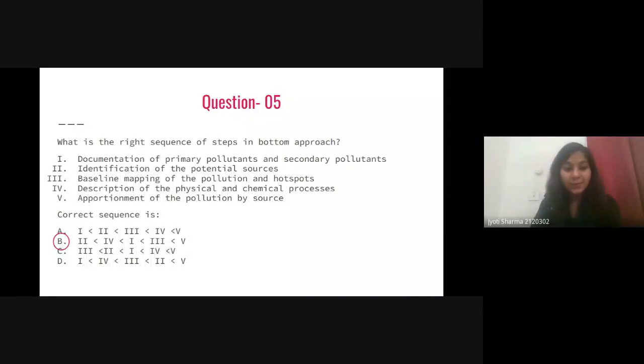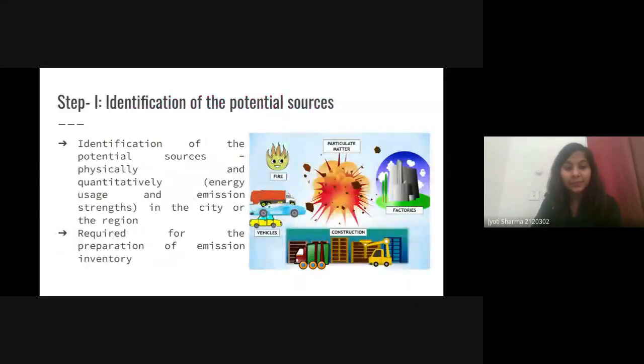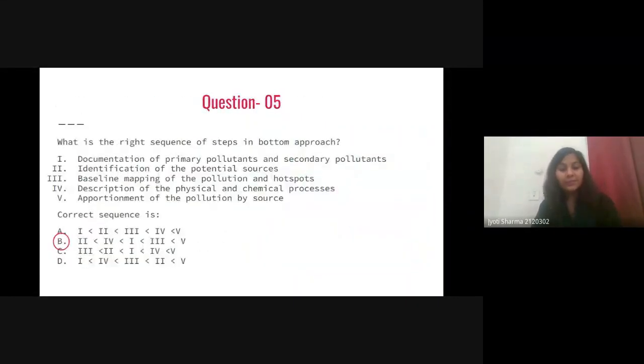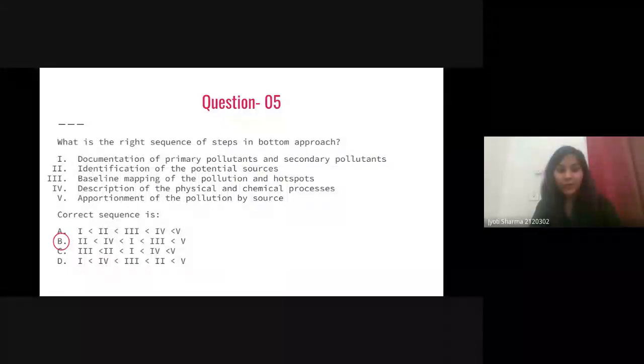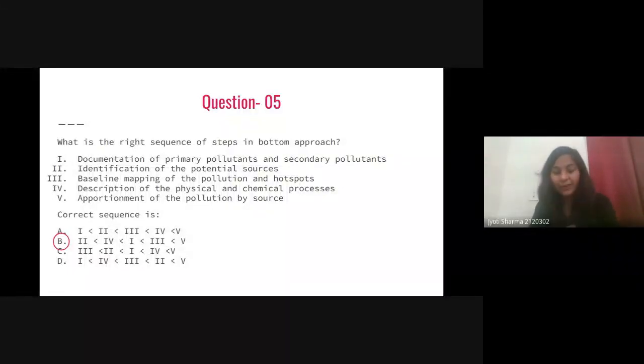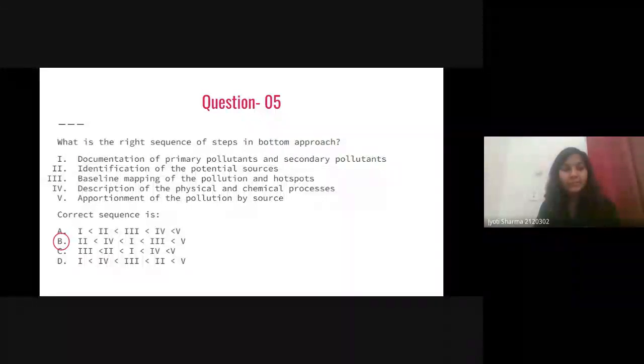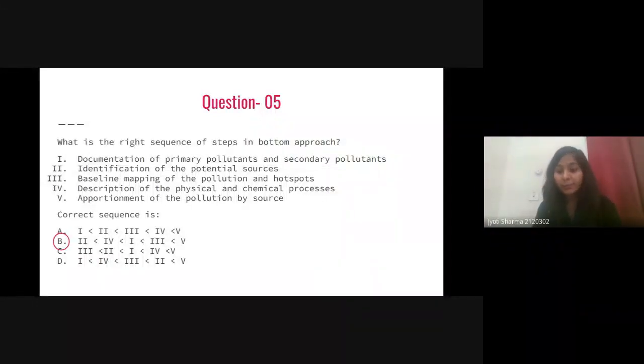Okay, so the answer is B, and yes. So B means first, what will you do? First, you will identify the potential sources. Means you will identify what can be the potential source. It can be the vehicular emission, it can be the thermal power plant, it can be mining industries, it can be mining itself, it can be like the pharmaceutical companies. So first you will identify the different potential sources.